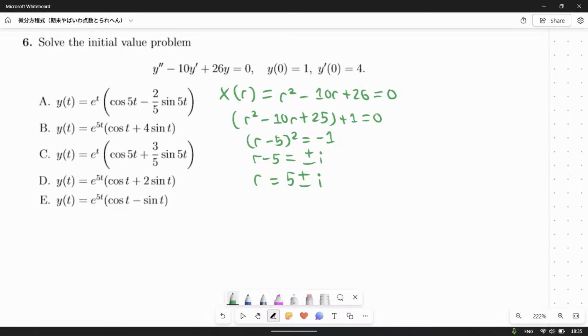Okay, and so since we're dealing with a case of complex r values, usually when you're coming up with a general solution for a question like this, you come up with an equation that takes the form of y of t is equal to e to the r value t times some constant. And so if you were to do that with this case, you'd end up with a general solution that looks like y of t is equal to some constant times e to the (5 plus or minus i)t, or something like that, right?